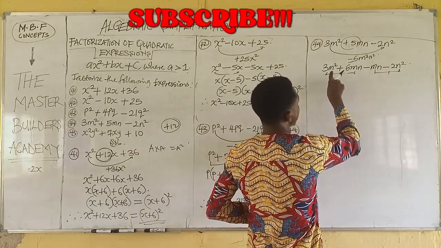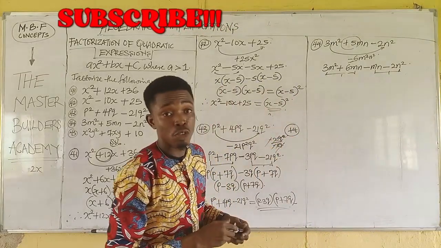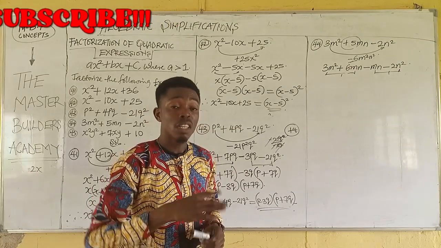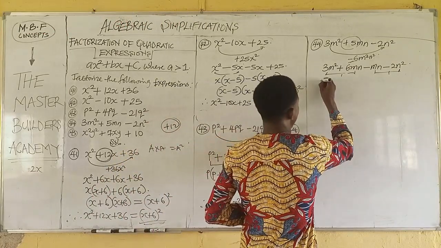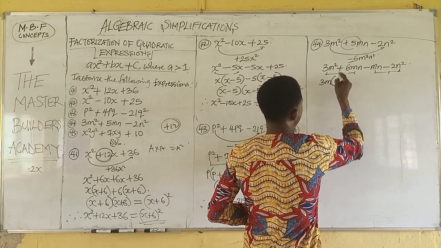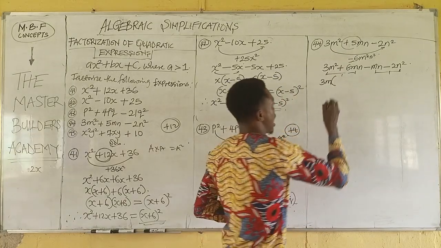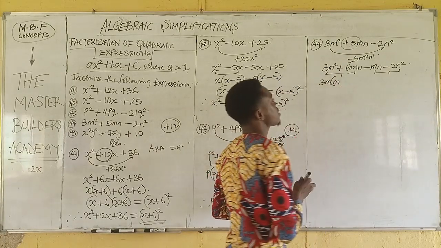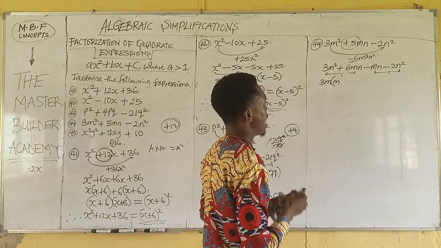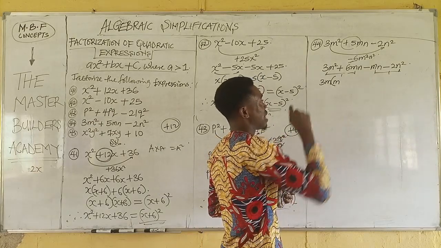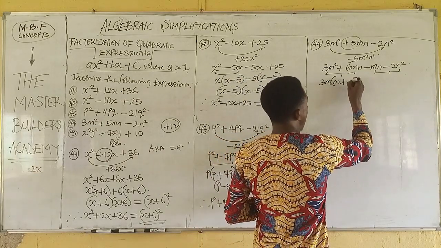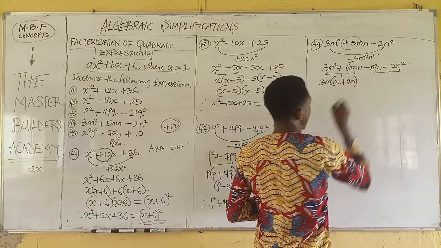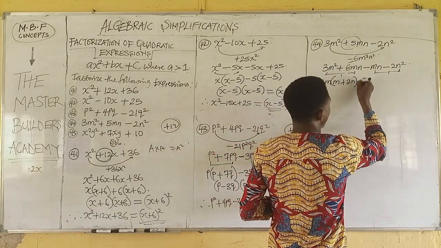All we simply do is: m is common between the first two terms, and 3 is also common. So put down 3m, open bracket. 3m squared divided by 3m, only m is left, and 6mn divided by 3m, 6 divided by 3 is 2. m cancels m, then n is left. Then this minus here, you put it down.